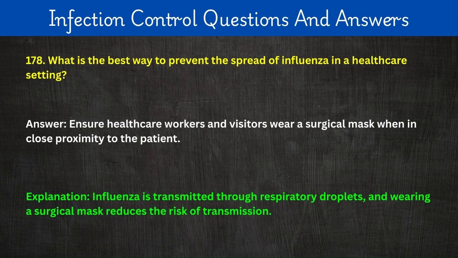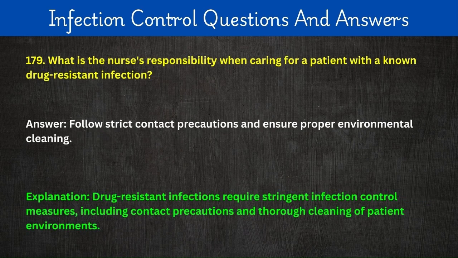178. What is the best way to prevent the spread of influenza in a healthcare setting? Answer: ensure healthcare workers and visitors wear a surgical mask when in close proximity to the patient. Explanation: influenza is transmitted through respiratory droplets, and wearing a surgical mask reduces the risk of transmission.